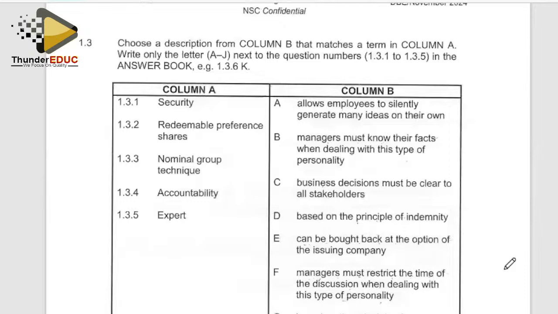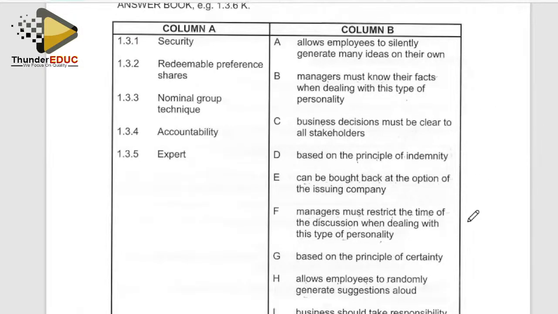So in column B, either you can be given the definition of the terms, or it can be given the functions of the terms, or it can be given the characteristics of a term, or it can be given the features of a term. Okay, right. So now the first term that we have is security, and then the second one we have is redeemable preference shares, and then the last one we have is accountability as well as expect.